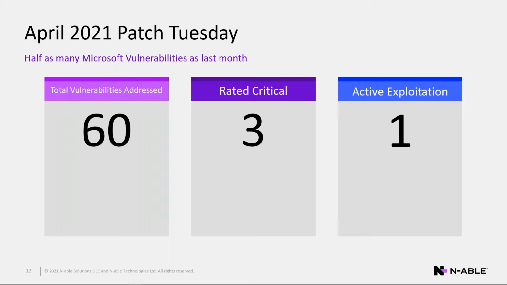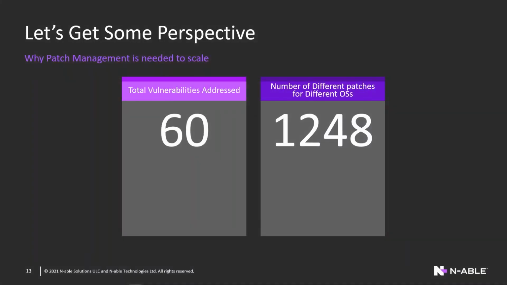This is lower than last. It's not lower than last month as far as total count of vulnerabilities, but it is a significant drop from what we saw in the first half of the year, when we were getting 120 vulnerabilities patched a month. So to put some perspective on this is something I always like to cover. And this is why patch management is needed at scale. There were only 60 vulnerabilities addressed by Microsoft this month.